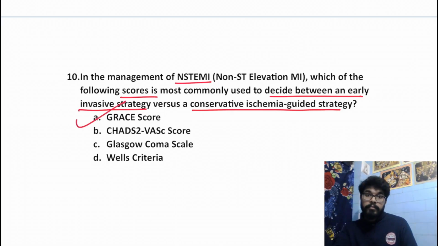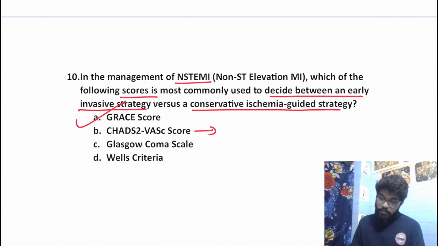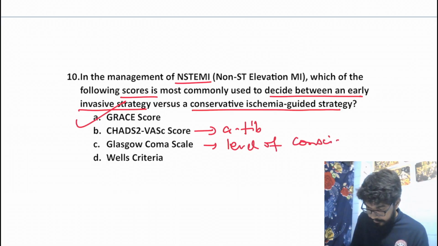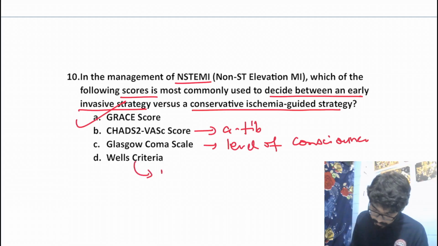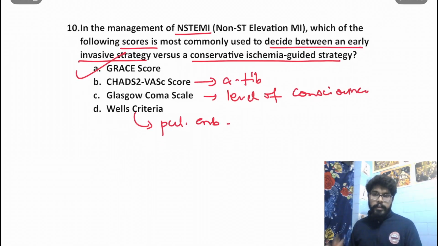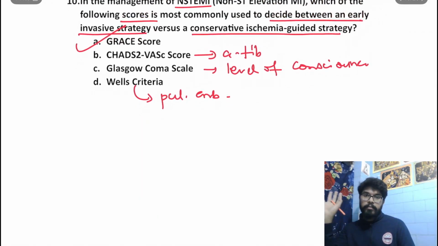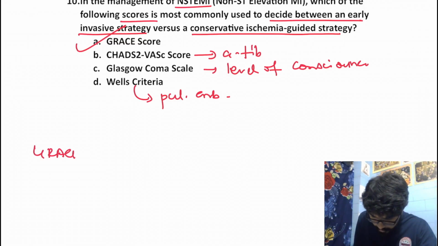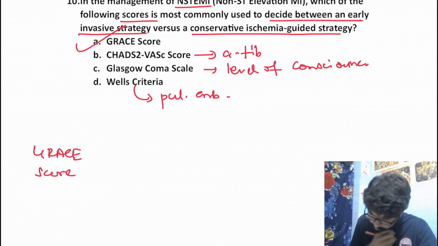It is Grace score, right? Remember that the CHA2DS2-VASc score is for atrial fibrillation. Glasgow Coma score is for level of consciousness, right? And Wells criteria is for pulmonary embolism. Okay. Now Grace score is a very complicated score. Just remember the values, the interpretation of Grace score.